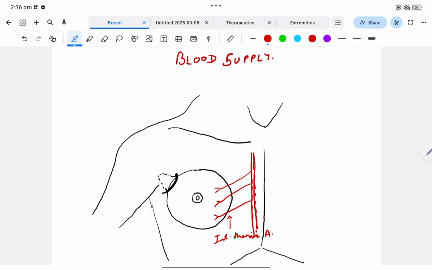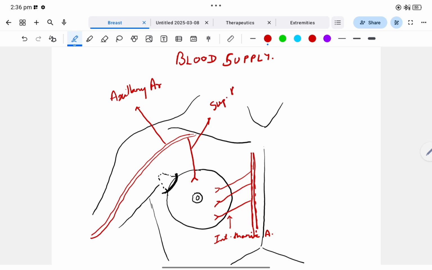Now first we will see which is the axillary artery. So this is our axillary artery. Now from this axillary artery, three branches or three arteries arise which supply the breast. First is the superior thoracic artery. So this is the superior thoracic artery.